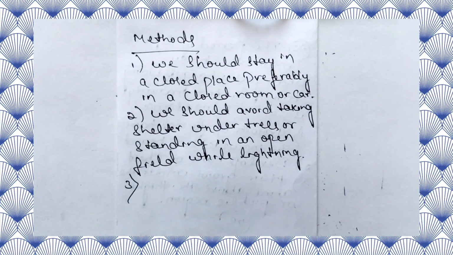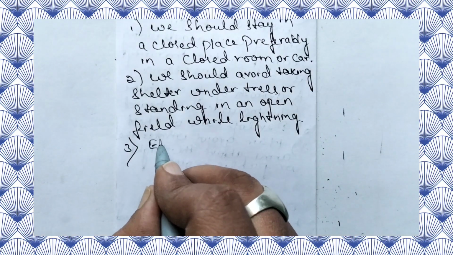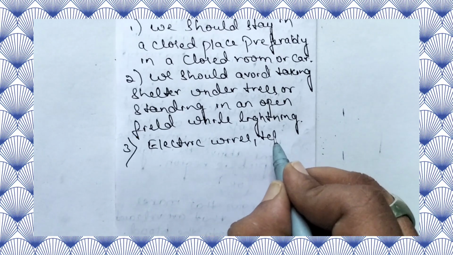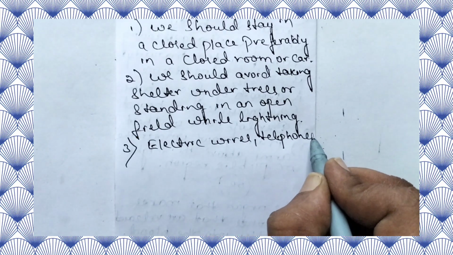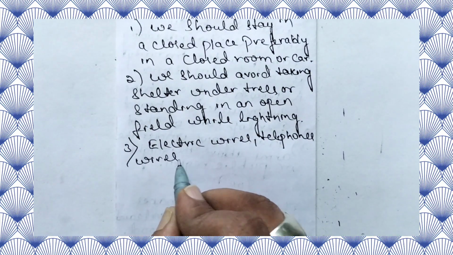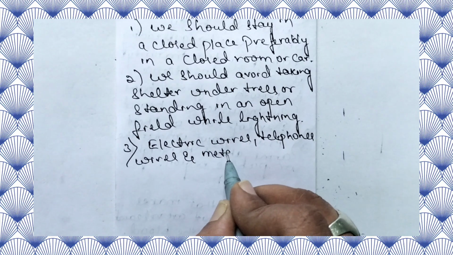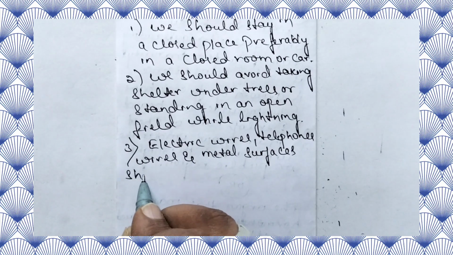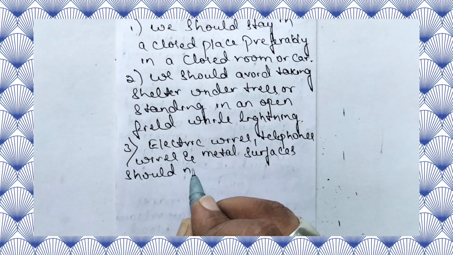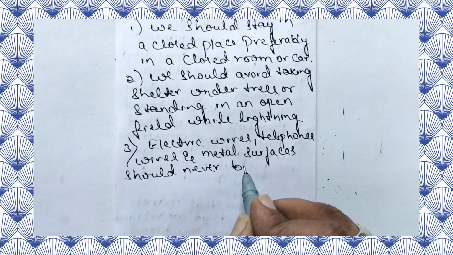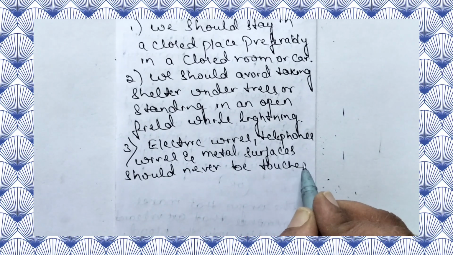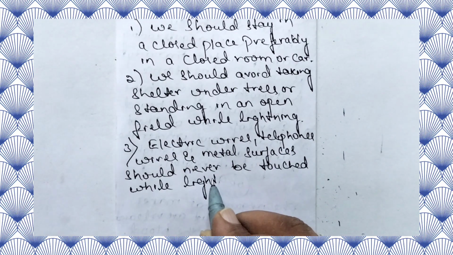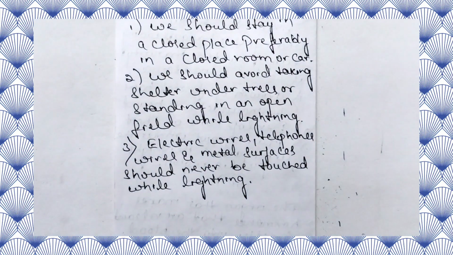Then coming to the third method, electric wires, telephone wires, and metal surfaces should never be touched while lightning. So these are the methods that we can follow during lightning.